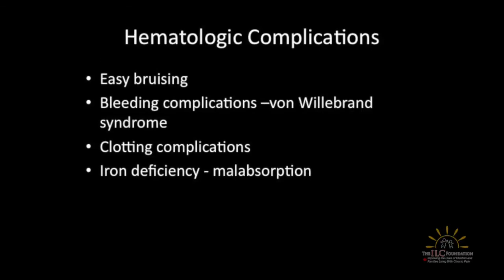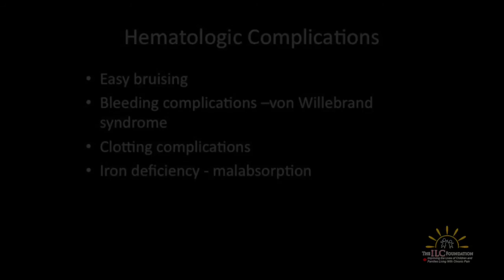Hematologic complications include easy bruising and bleeding complications. Many patients have been diagnosed with von Willebrand syndrome, but they do not have the typical laboratory findings of von Willebrand syndrome. In addition to the bleeding complications, we can see clotting complications, so patients may have an increased risk of deep venous thrombosis. Malabsorption issues in the GI tract may lead to iron deficiency and iron deficiency anemia.